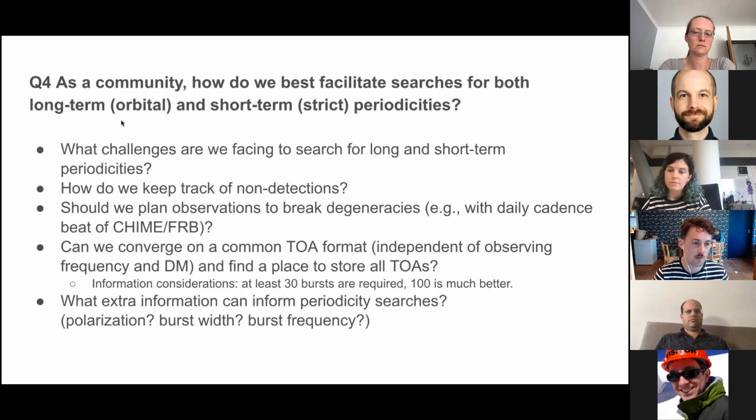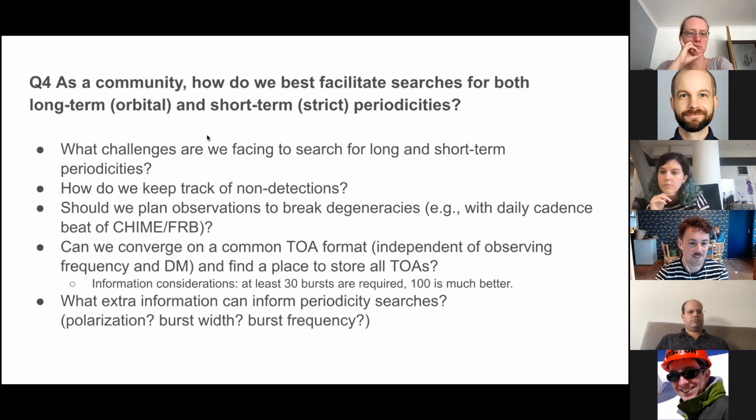But just in meeting with the panel before the discussion today, we thought, are we doing all we can to enable these searches for both long-term periodicities in sources, of the order 16 to 160 days or maybe even longer, and also the kind of short-term periodicities like we know from pulsars? So we just have some questions we thought are important to address.